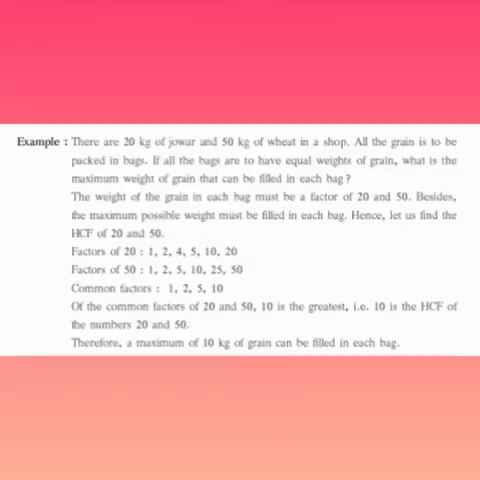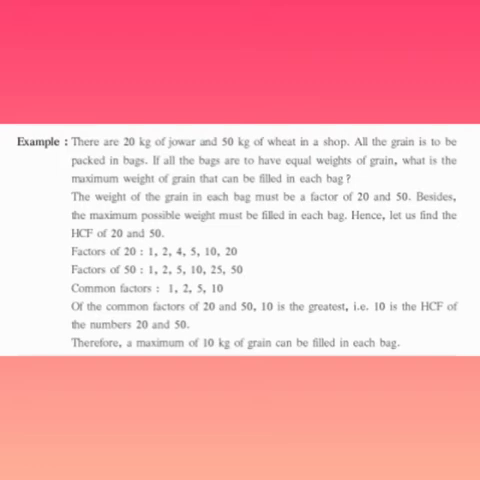Here is another example. There are 20 kg of jowar and 50 kg of wheat in a shop. All the grain is to be packed in bags. If all the bags are to have equal weights of grain, what is the maximum weight of grain that can be filled in each bag? The weight of the grain in each bag must be a factor of 20 and 50. Besides, the maximum possible weight must be filled in each bag. Hence, let us find the HCF, the highest common factor of 20 and 50.